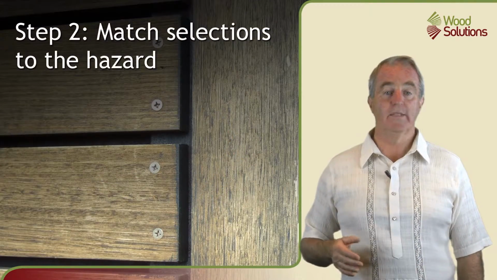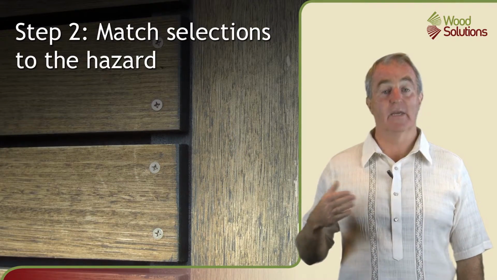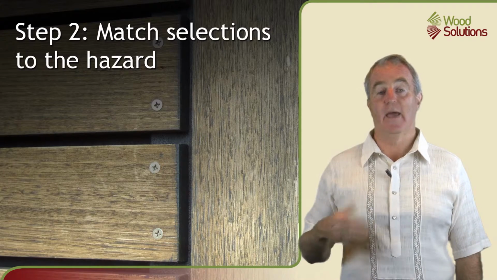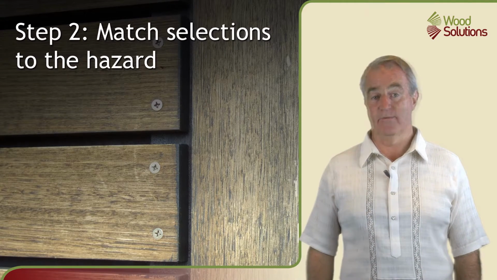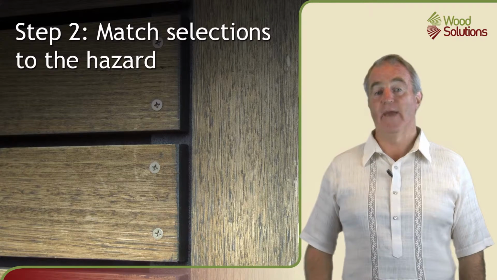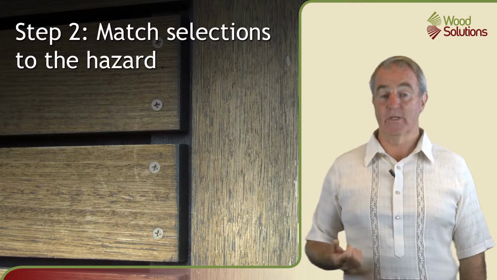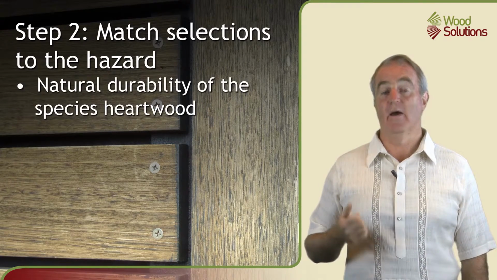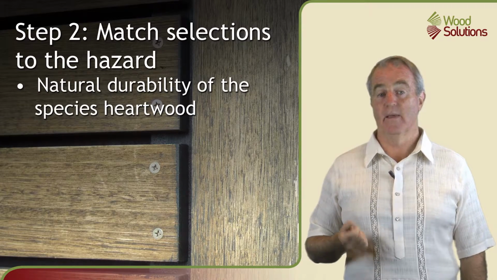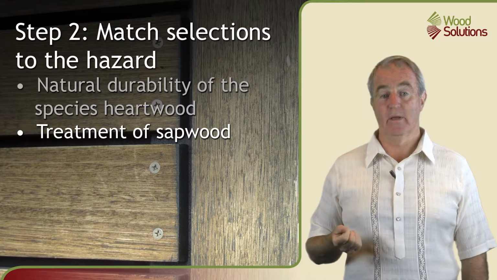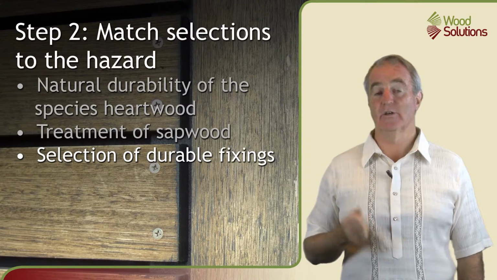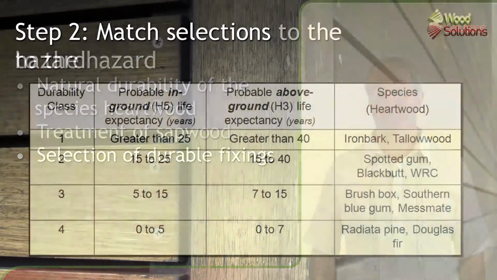Step 2 is to match the durability of the timber and its connections with the expected hazard for the required service life. Factors that need to be considered are firstly the natural durability of the species' heartwood, then the treatment of the sapwood, and finally the selection of durable fixings.